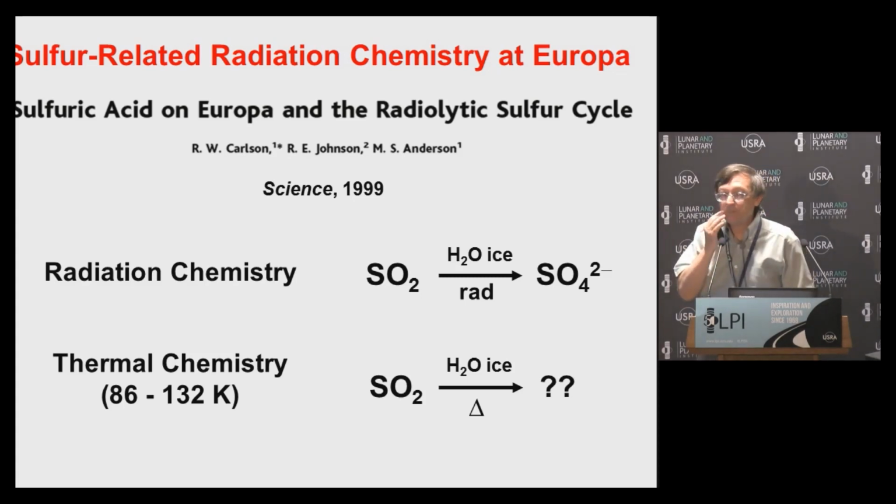Okay, so here's the second paper, 1999, the second big paper, and one of the authors is in this room. SO2, nobody would doubt that you put SO2 in water, that you're going to get sulfate if you have a little bit of oxidant there. And I just talked to you about an oxidant, hydrogen peroxide. So we didn't have any doubt you could do this over here. This one came up a little bit later.